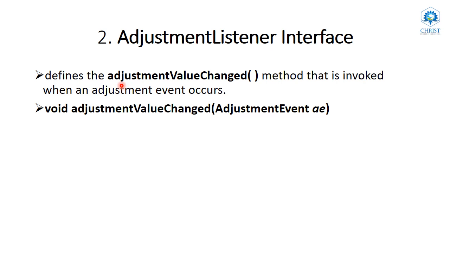And see here, the method name consists of three words: adjustment, value, changed. See how it is written. There are no spaces between the words. The first word is completely in small letters. Starting from the second word, the first letter is capital. Here V is capital and C is also capital. This is known as camel case, the naming convention followed by Java. So whenever an adjustment event occurs, if this listener is registered, then the corresponding source will send the event information to this method automatically.